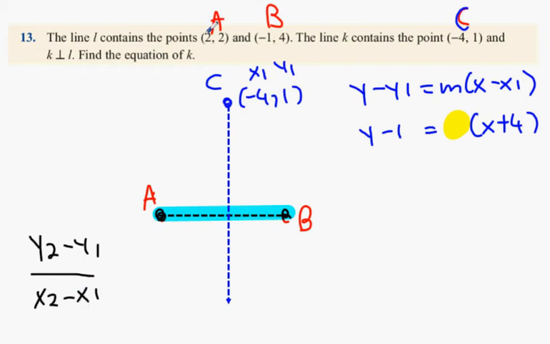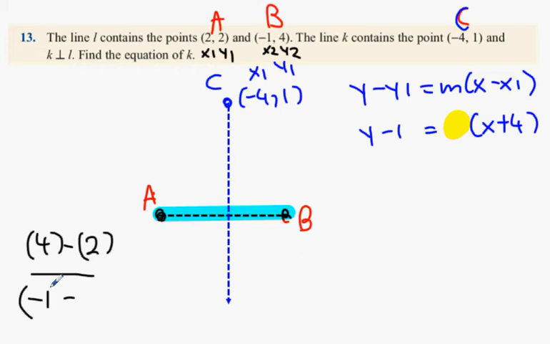So I'm going to use A and B here. So x1, y1, x2, y2. So what's y2? So what's y2, lads? 4. Okay, y1. 4 minus 2 all over minus 1 take away 2. I'd say the answer is 2 over minus 3, which to me is minus 2 over 3.